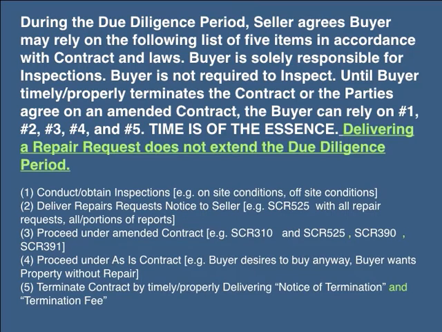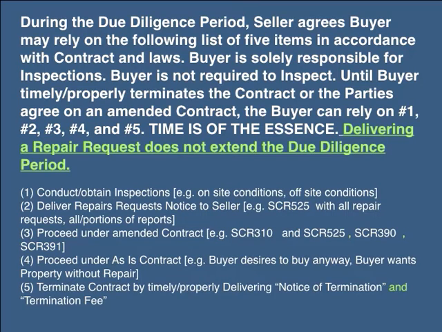Number 1 is to conduct or obtain inspections. That is on-site conditions, off-site conditions, any kind of inspections they want to do. They have a right to do that, any kind. Number 2, deliver repair request notice to the seller. That's your repair addendum. That's SCR 525. With all repair requests, all portions of reports, everything done at the same time.